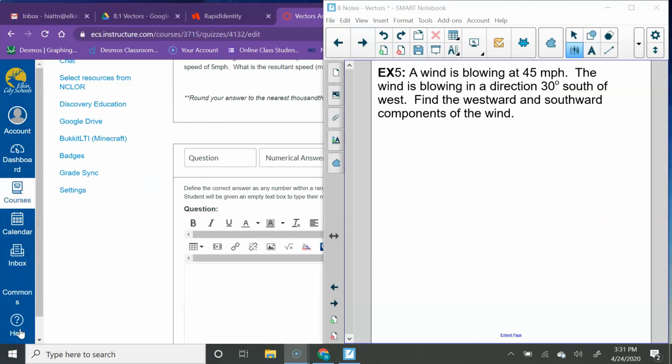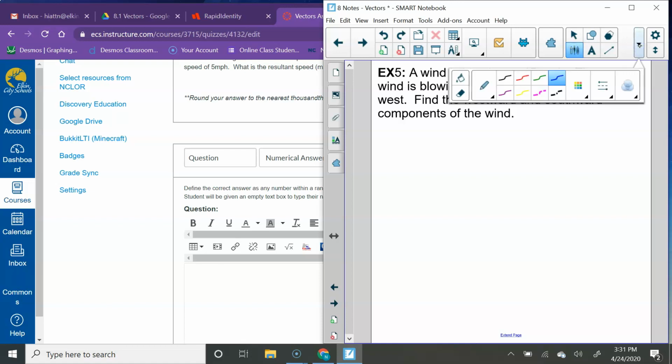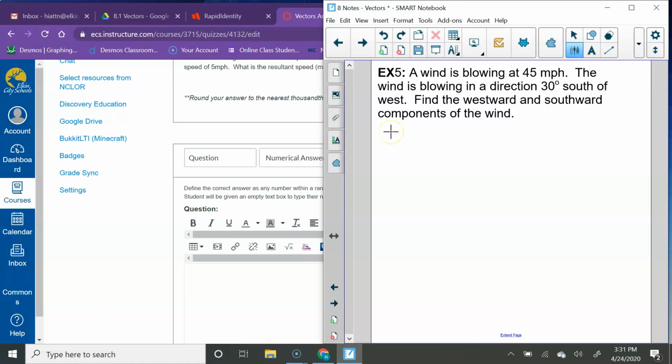Oh, sorry guys, I'm back. I forgot to do this last problem that you need to know how to do. So, you thought you were done, but you're not. So, a wind is blowing at 45 miles per hour. The wind is blowing in a direction 30 degrees south of west. Find the westward and southward components of the wind.